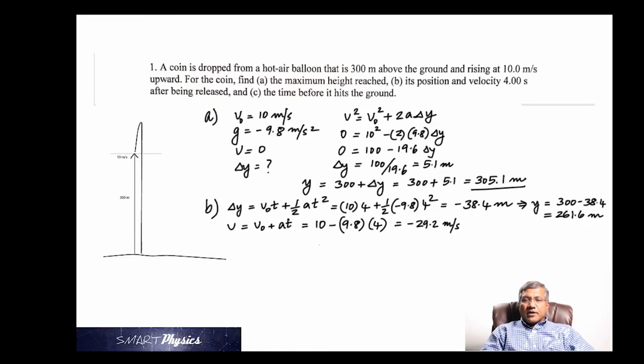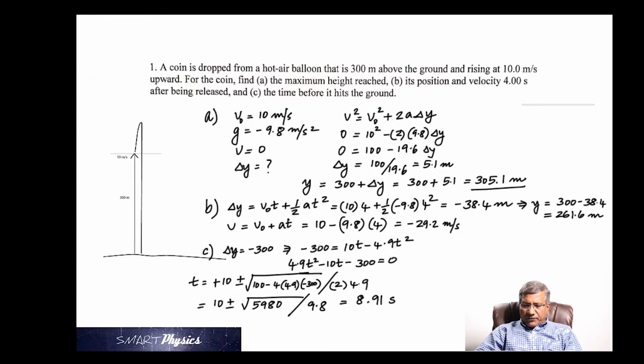Now the C part. We have to find the time that the coin takes to hit the ground. So what's the displacement now? The displacement from here until it hits the ground is negative 300 meters because it's going down. So we know delta y, we know the initial velocity, the acceleration due to gravity, and we can use the equation delta y is v naught t plus 1/2 at squared. So when we do that, delta y is negative 300. So negative 300 is 10t minus 4.9t squared, because it's half times negative 9.8.